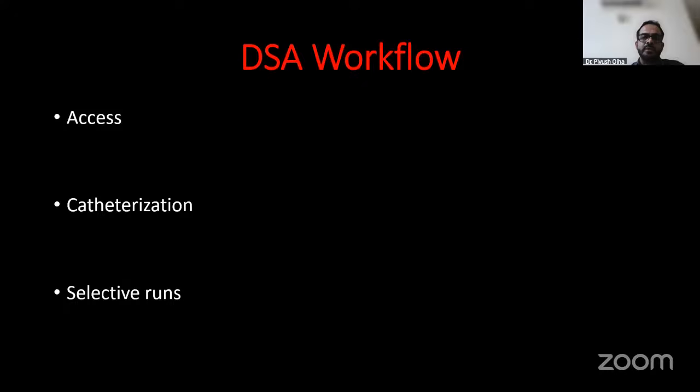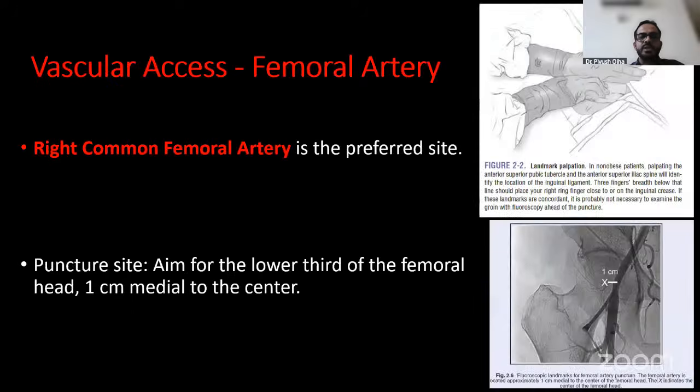Now, when you look at the workflow, the first thing that you need to take care of is the access. Second is, how do you plan to catheterize different kinds of arteries? And then there are selective runs. The most commonly used vascular access is the femoral artery. The right common femoral artery is the one commonly used.